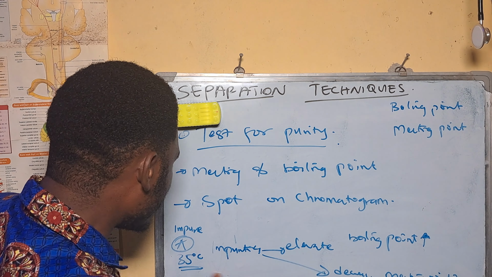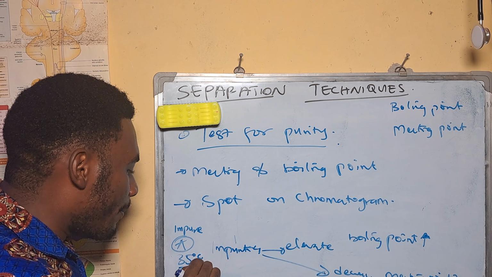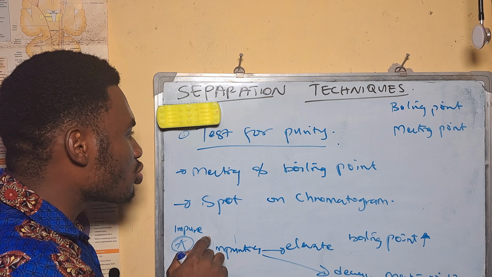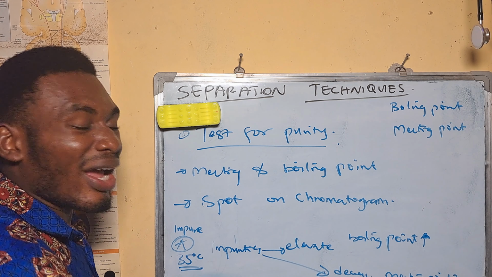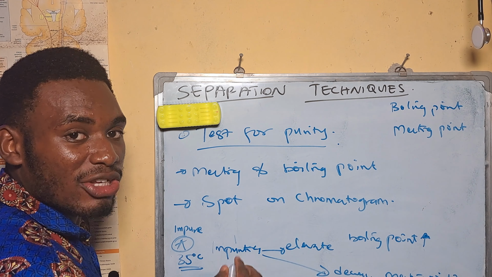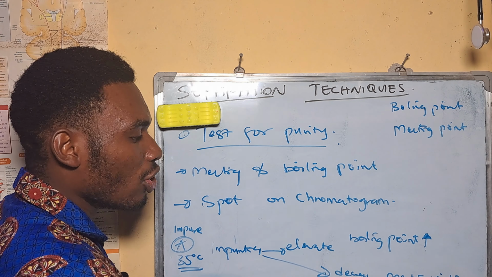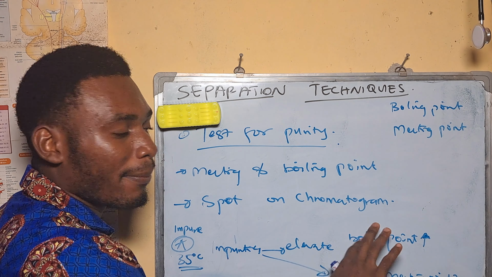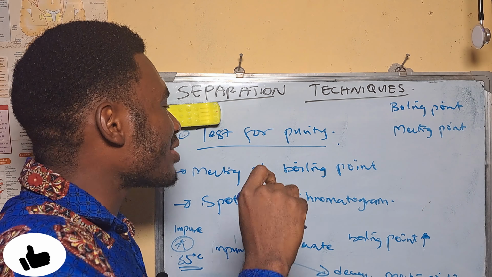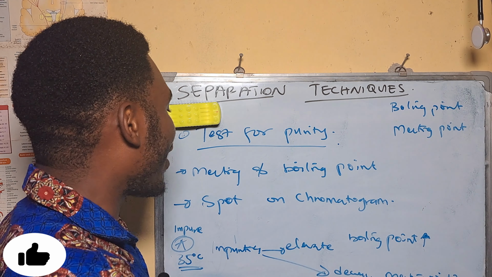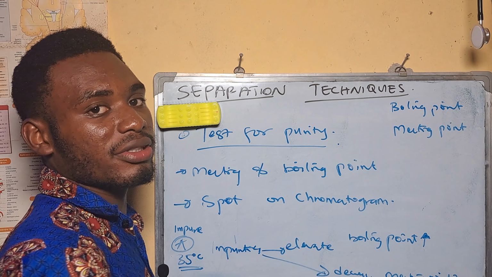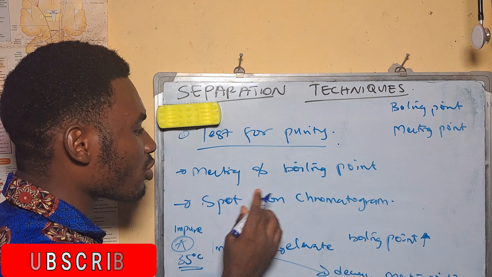For instance, if this is the standard boiling point of this mixture, and you now want to boil it, it's going to elevate. So it's going to boil at a temperature above 35 degrees Celsius. The impurities tend to elevate or decrease the melting and the boiling point of a particular mixture. So if you want to test how pure the mixture is, you have to check for the melting and for the boiling point. Okay, so the second factor is the spot on the chromatogram.